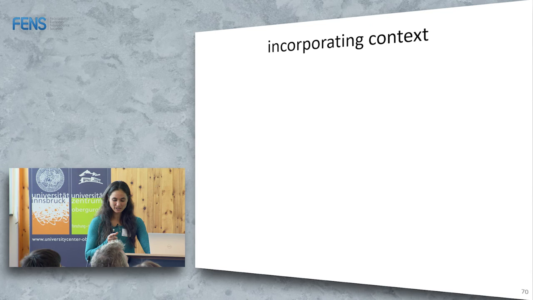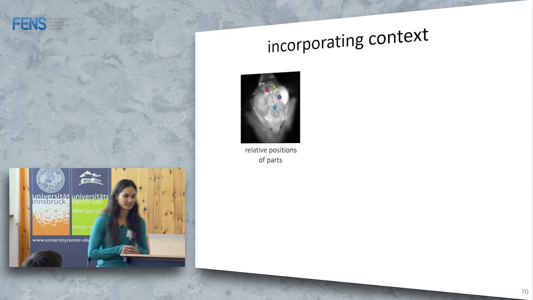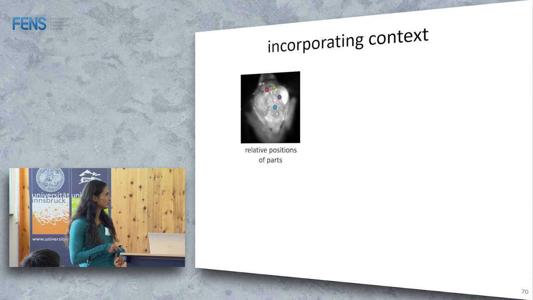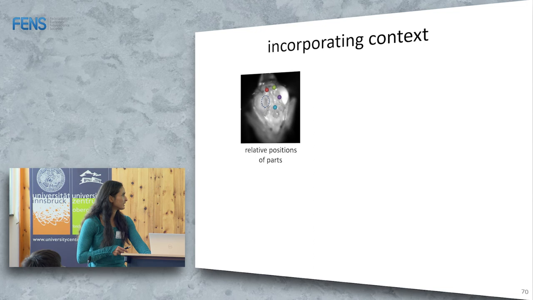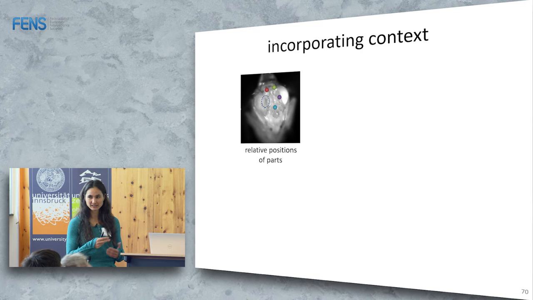The way that these trackers have been working right now is they just take a single frame of information and try to output these different heat map outputs for each part, right? And so there's a lot of different types of context that we're not taking into account very well. One of them is the relative positions of parts. If we know that four of the five parts are in these locations, we can guess that the fifth part is going to be over here somewhere. Using that type of information is something we want to be able to do.